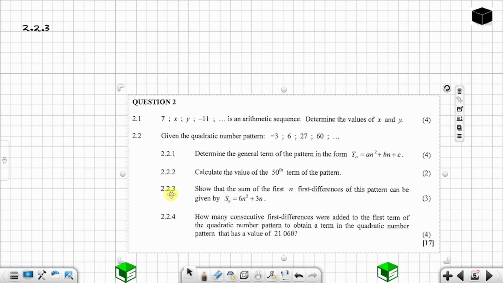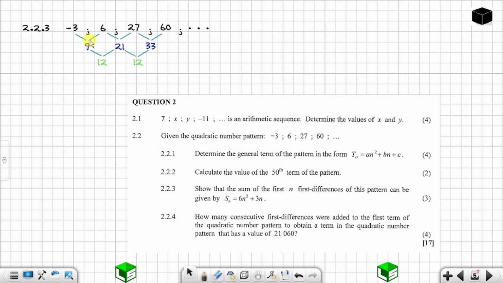Now it's 2.2.3. The question says, show that the sum of the first n first differences of this pattern can be given by Sn is equal to 6n squared plus 3n. We have to show that. This is the pattern they are talking about, and we have the first differences and the second differences. We need to get the pattern down first.